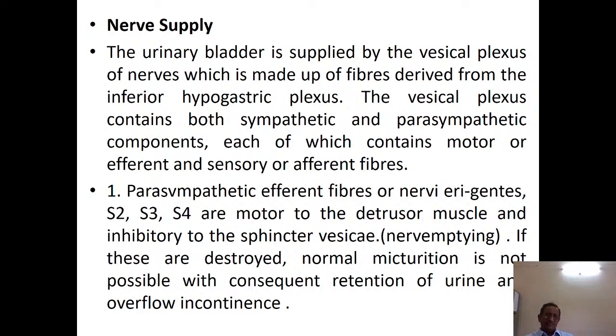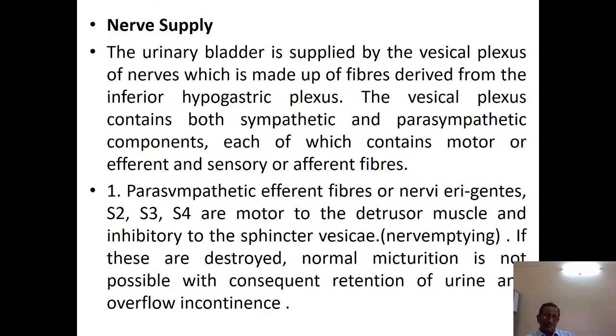Nerve supply. The urinary bladder is supplied by the vesical plexus of nerves, which is made up of fibers derived from the inferior hypogastric plexus. The vesical plexus contains both sympathetic and parasympathetic components, each of which contains motor or efferent and sensory or afferent fibers. So we are having a sympathetic component and a parasympathetic component.